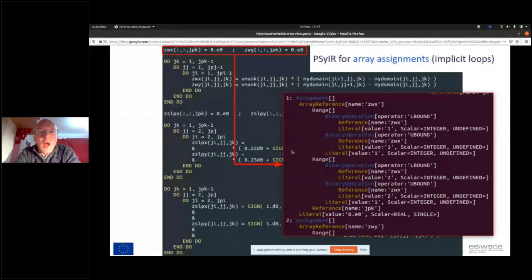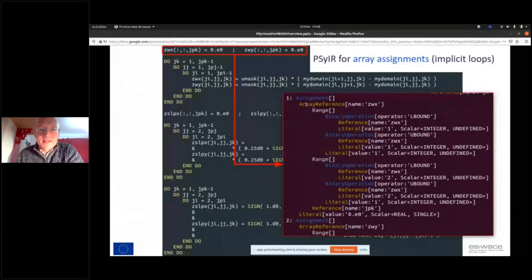So a key part of the NEMO coding convention is the use of Fortran array notation, which, in case you're not familiar with Fortran, is the use of colons here. So this, for instance, is effectively an implicit loop saying set all the values of this ZWY array at vertical level JPK to be 0. So basically you're setting the top of these two arrays, if you like, to 0. And that's an implicit loop. So in the SciIR, that becomes an assignment.